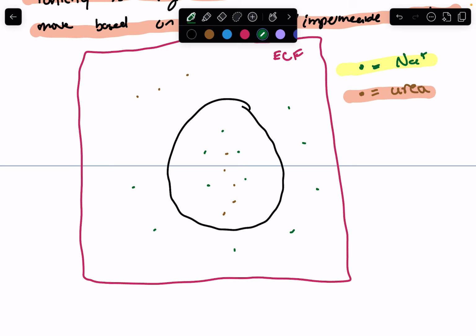So on the inside of the cell, we have 5 Na plus, okay? And then we've got 5 urea. That's going to give us a total osmolarity of 10 osmolar. So 10 osmolar inside the cell, right?